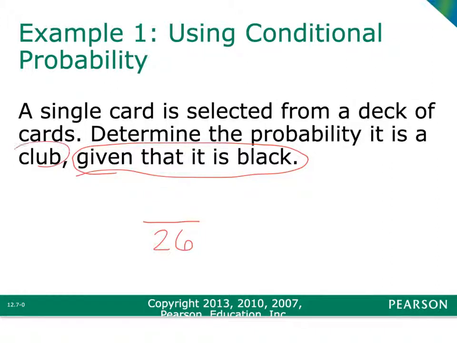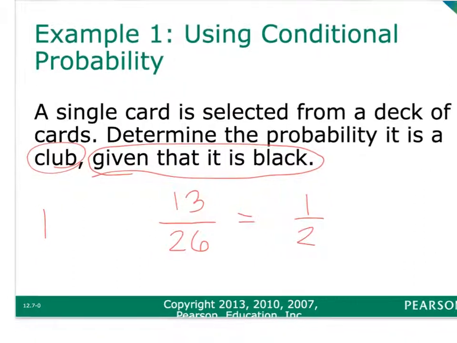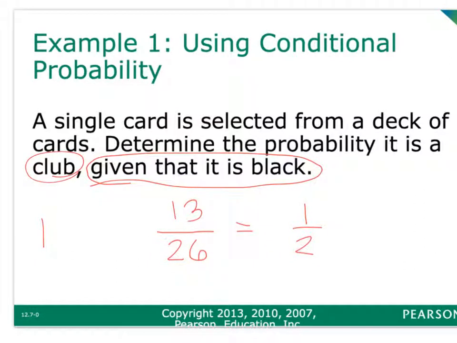You want a club out of that. Half of the black cards are clubs, so 13 of the 26 black cards are clubs. So the probability of selecting a club from a stack of black cards is 1/2. The way they'll write that is the probability of club given that the card is black.